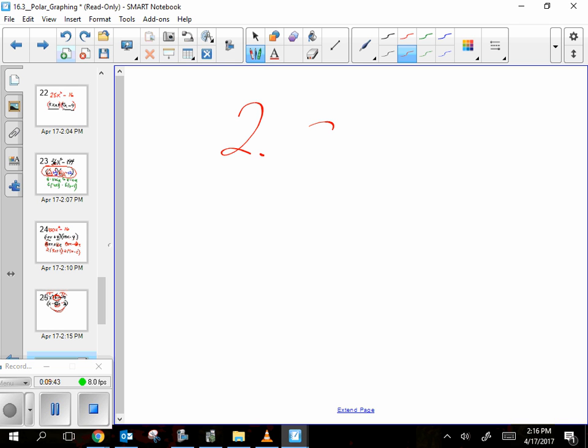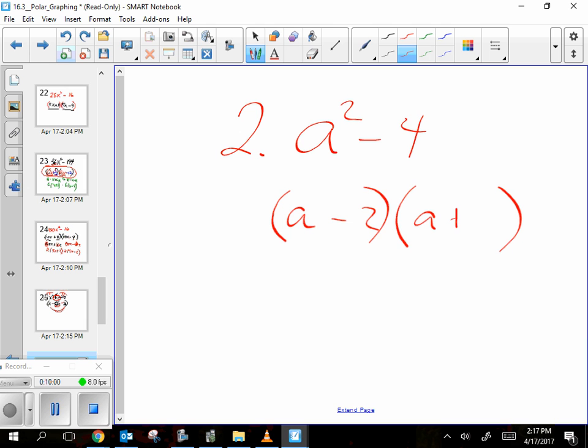Number 2's got the pattern. Remember me telling you the pattern? A squared minus 4's got the pattern. Who can tell me? Raise your hand when you got it. I want to see how many people remember and have short-term memory. I just showed you this kind. A minus 2 and? A plus 2 is correct.